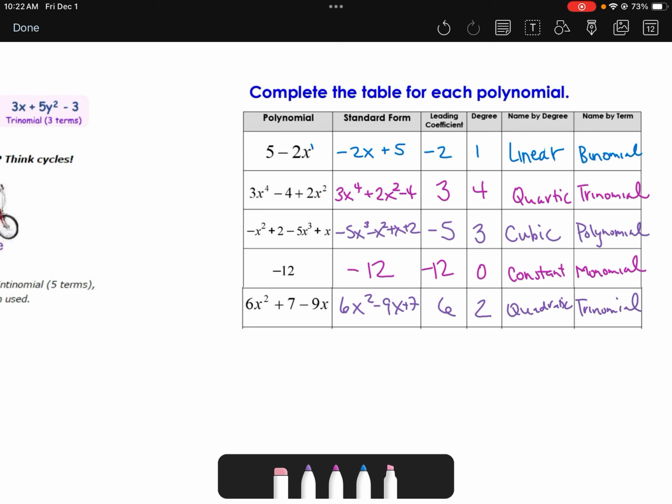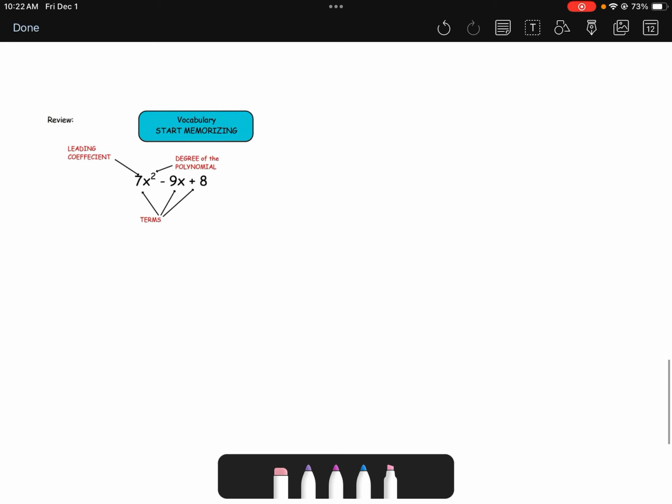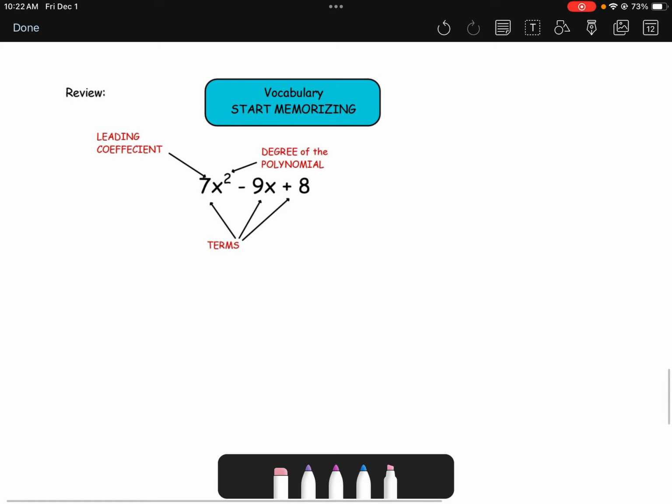Okay, so this is your introduction to polynomials. What you're going to do next is look at adding and subtracting them and multiplying, because that's going to help you get set up for the factoring for that third part of it. Okay, so again, key things here are your leading coefficient, the degree of the polynomial, and how many terms.